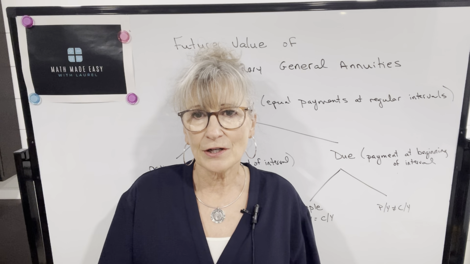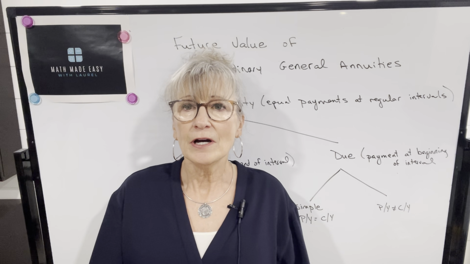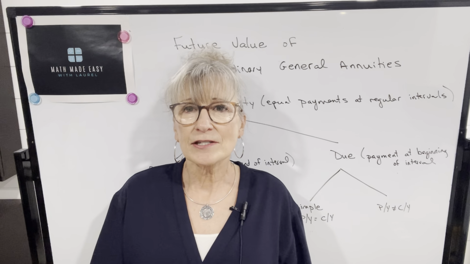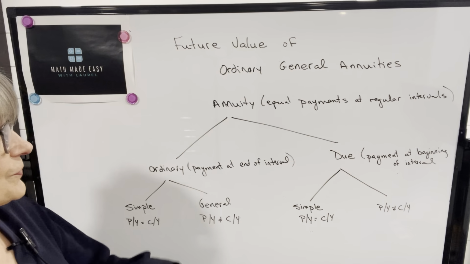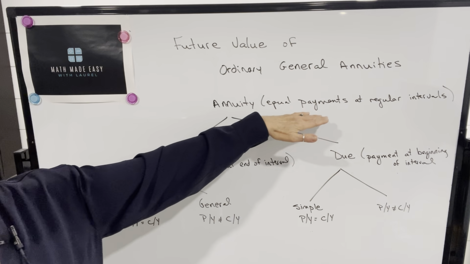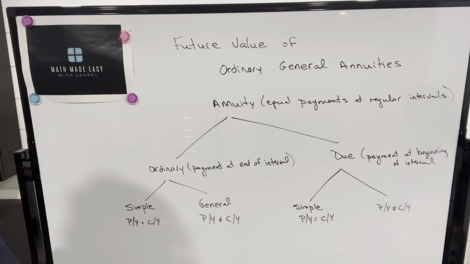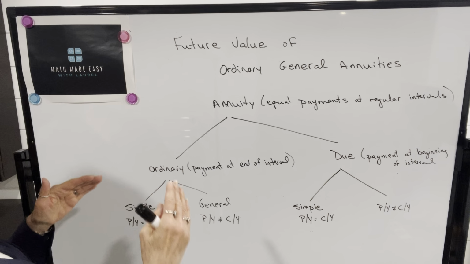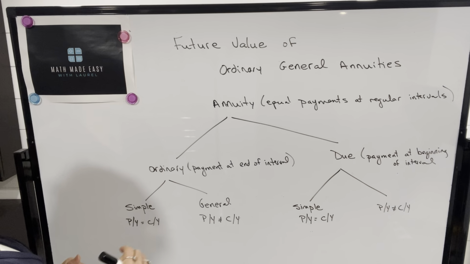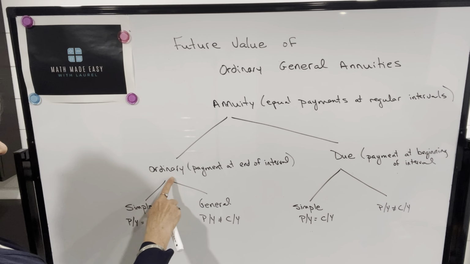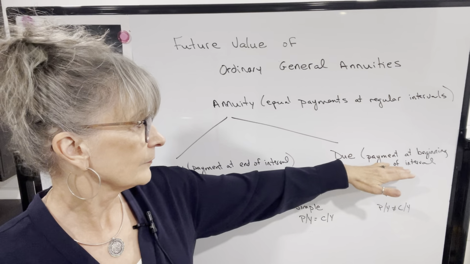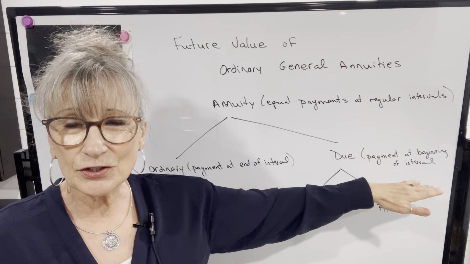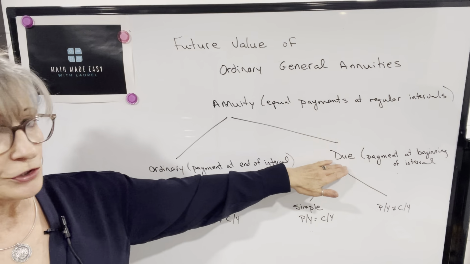Before we get started with actually calculating future value of ordinary general annuities, let's talk about what an ordinary general annuity is. First of all, any annuity is equal payments at regular intervals. Those can be divided into two types depending on when those payments are made. If the payments are made at the end of the interval, it's called an ordinary annuity. If payments are made at the beginning of the interval, then it's called an annuity due.